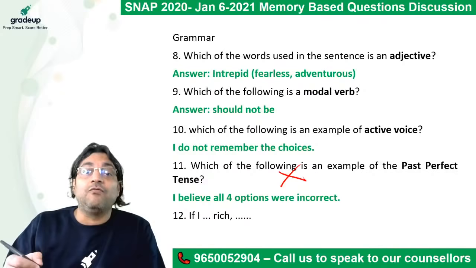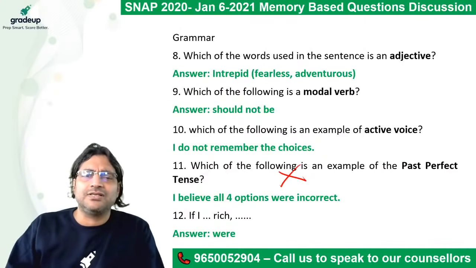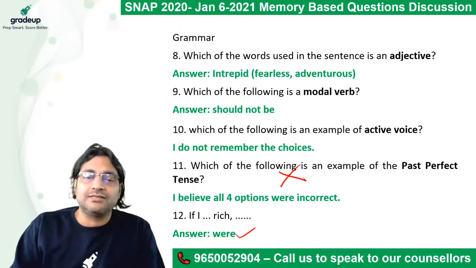Now, question number 12. If I were rich. Okay, if I were rich, of course. So here the answer was were. Here the answer was clearly were.